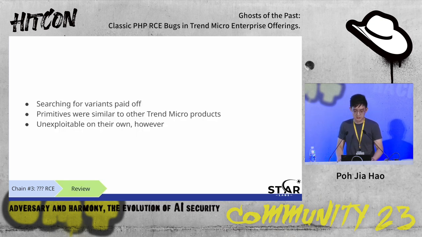Yeah, so that's the third chain that resulted in RCE that I found among my research. I started by finding variants after getting inspired from the other bugs. So hopefully we can publish it soon, as it demonstrates how limited primitives that are not impactful on their own can still find their uses.